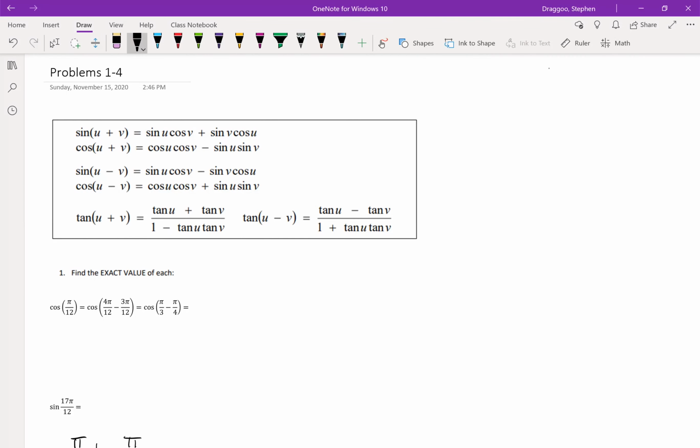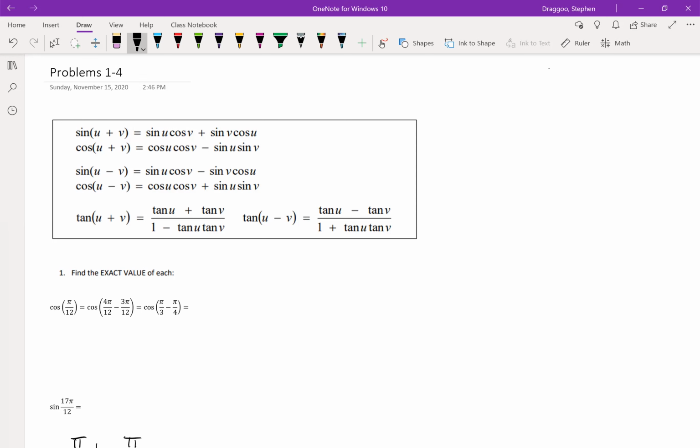So in problem 1, for us to find the exact value of each, and I've started to show some of the work. So we're going to try to get the exact value of the cosine of pi over 12. Which isn't exactly one of the angles we know on the unit circle, but it is pretty close.